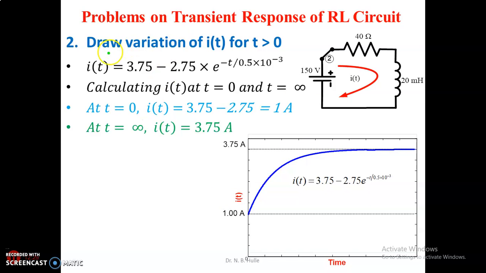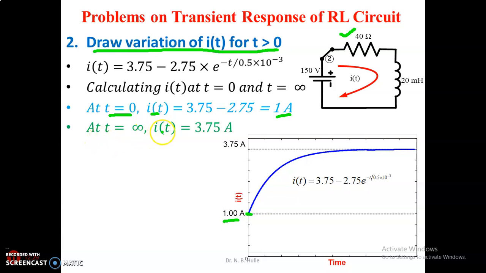Now here we are drawing the variation for I of t for t greater than 0. This is the given circuit. Here the expression for the current is I of t is equal to 3.75 minus 2.75 into e raised to the power of minus t by 0.5 into 10 to the power of minus 3. We will calculate I of t at t is equal to 0 and at t is equal to infinity. At t is equal to 0, e raised to the power of 0 is 1, into 2.75 is 2.75, and the final solution will be 3.75 minus 2.75, which is 1 ampere. The current at t is equal to 0 is this 1 ampere.